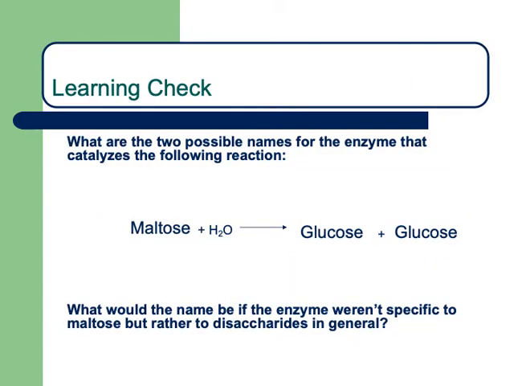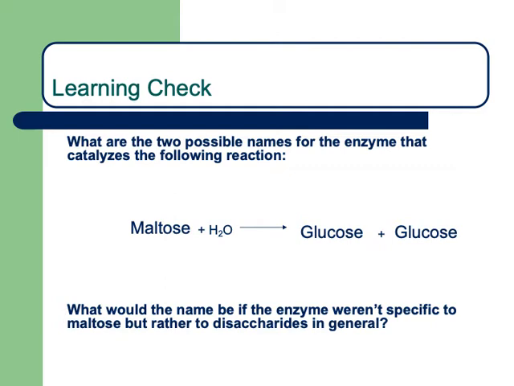Based on what we just went over, let's check your learning. What are the two possible names for the enzyme that catalyzes the following reaction? We have maltose interacting with water to form glucose and glucose. In this case, based on the first naming strategy, we add an -ase to the substrate. So the enzyme could be maltase.